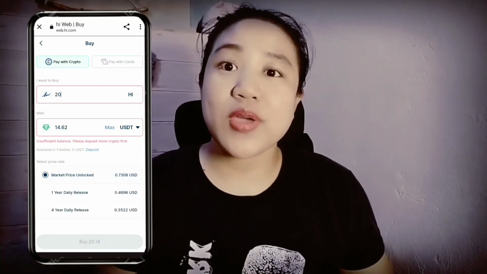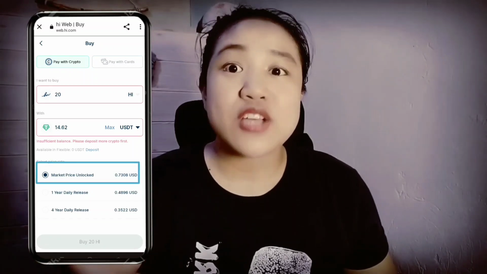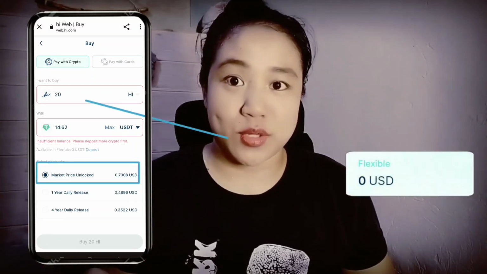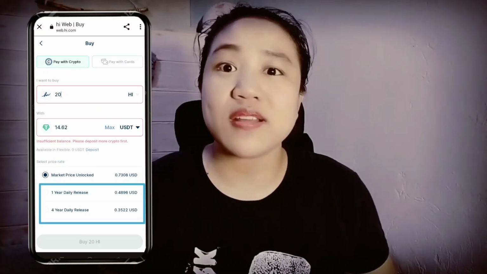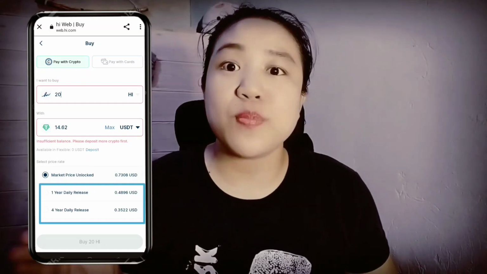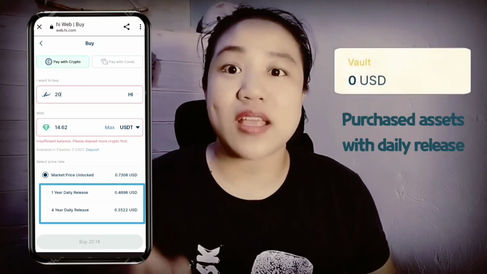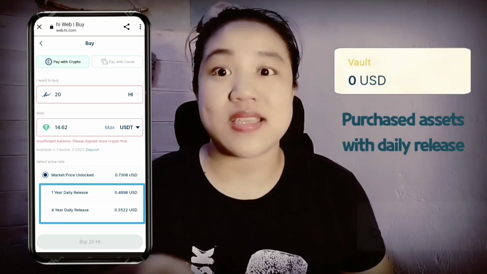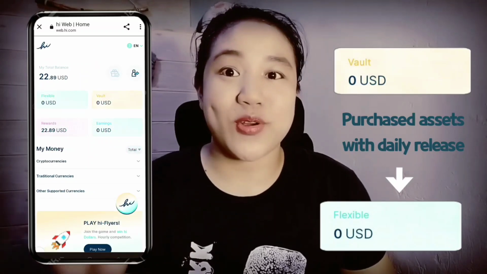Now, before you hit that buy at the bottom, make sure to select market price to send it straight to your flexible balance. If you choose either a 1 year or a 4 year daily release, the amount you bought will go to your vault to be released daily in your flexible balance until you complete a 1 year or 4 year period. Lastly, you have your earnings.